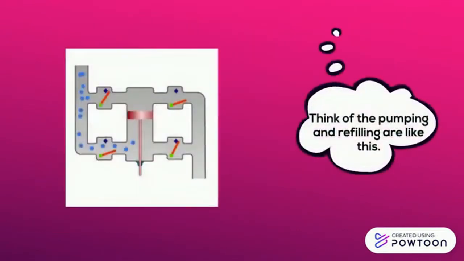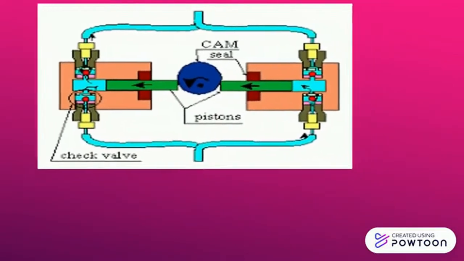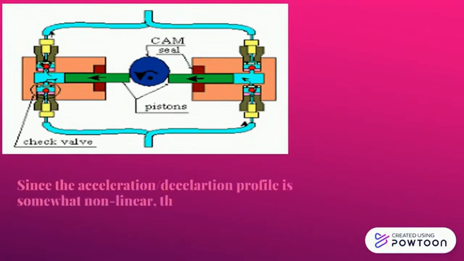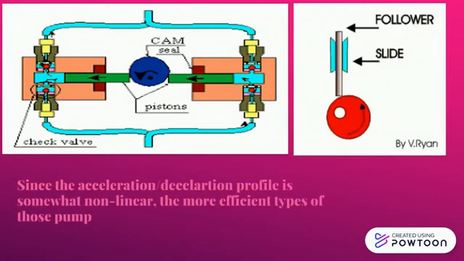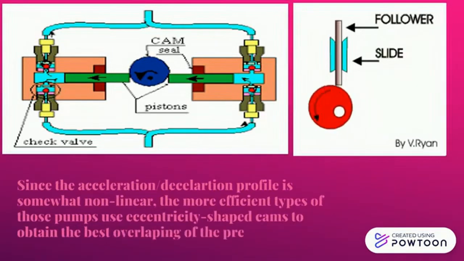Think of pumping and refilling like this. Amazing, right? Since the acceleration-deceleration profile is somewhat nonlinear, the more efficient types of these pumps use eccentricity-shaped cams to obtain the best overlapping of the pressure curve and to obtain smooth flow.